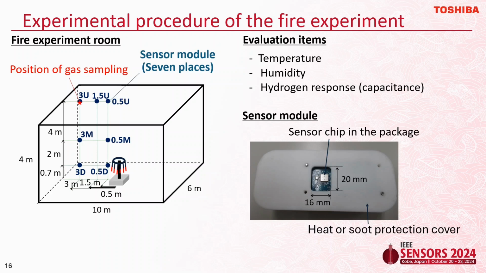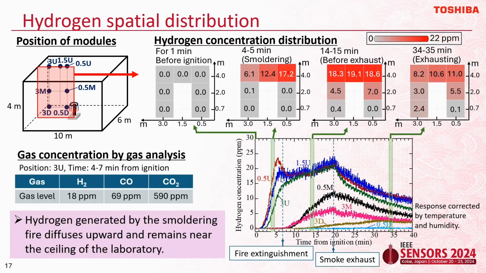The sensor module was placed in an enclosure to protect from heat and salt. The sensor was mounted facing downward towards the fire source. This figure shows the hydrogen response at each position. The horizontal axis shows the time from ignition. The 0.5 U sensor responded after about 1 minute, followed by these 2 sensors on the ceiling.